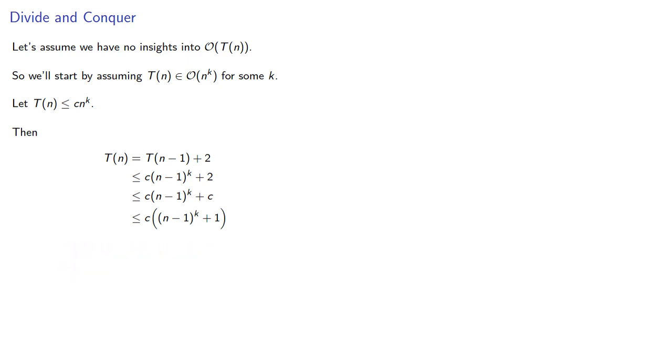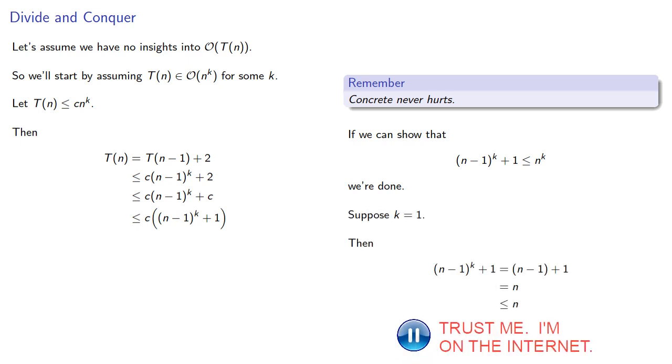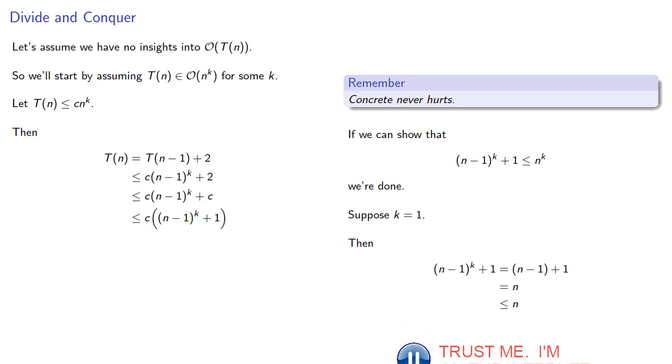Now, to go one step further, remember, concrete never hurts. The problem here is if we can show that n minus 1 to the k plus 1 is less than or equal to n to the k, we're done. So suppose k is actually equal to 1. Then we have, and so our statement is actually true for k equal to 1, and so T of n is big O of n.